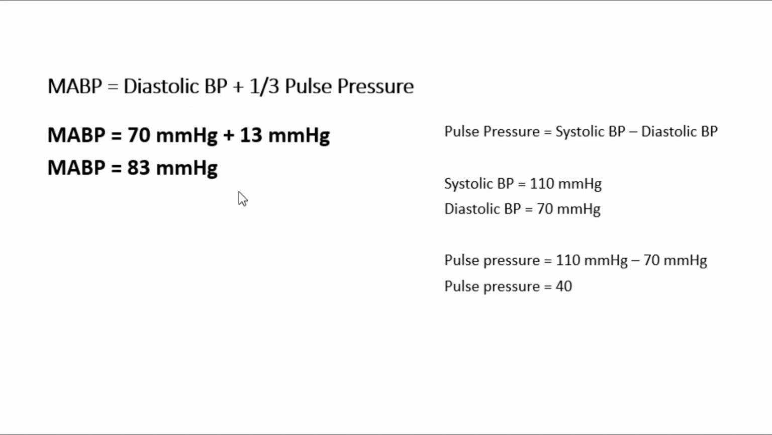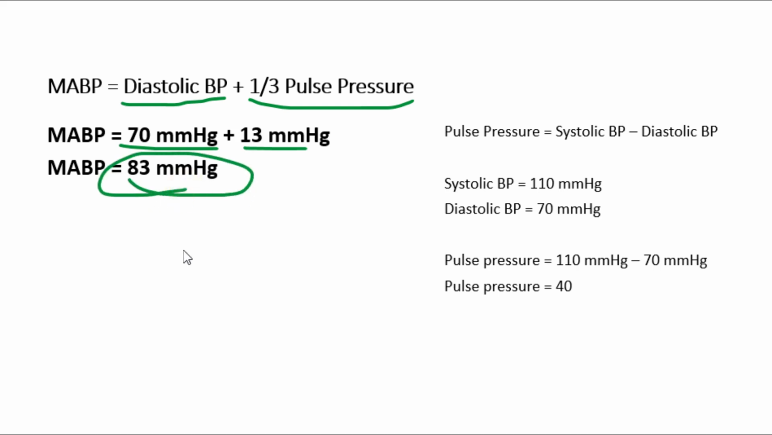So now we are ready. We found out that 1/3 of pulse pressure in this case is 13. We just add that to the lower pressure, diastolic blood pressure. So as you see, 70 plus 13 equals 83. It simply means in the individual that we talk about, the average blood pressure in the arteries would be 83 mm of mercury.